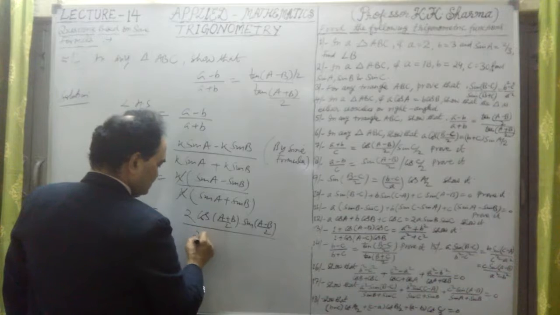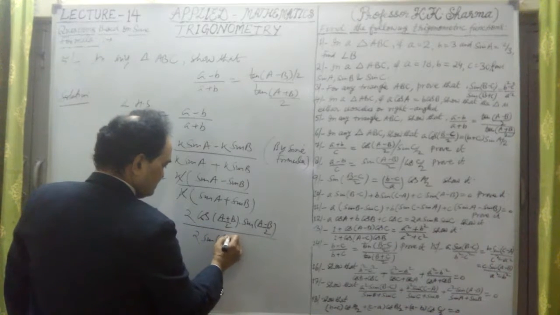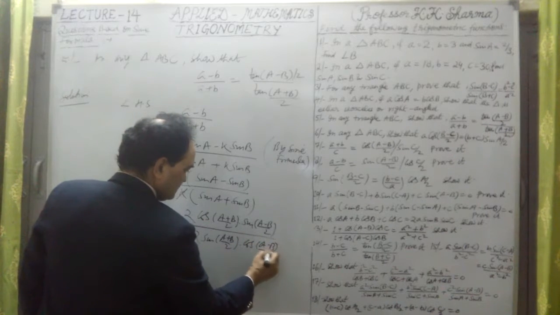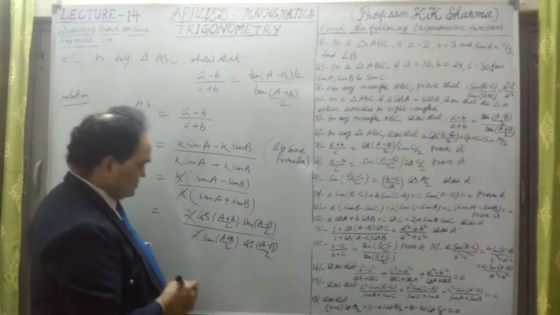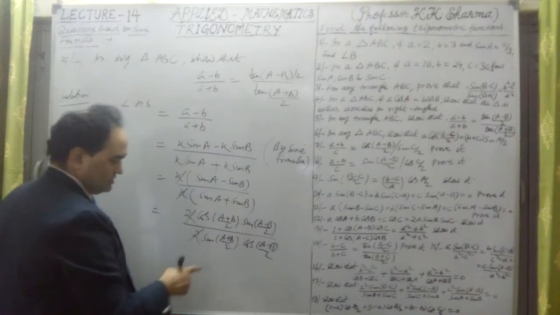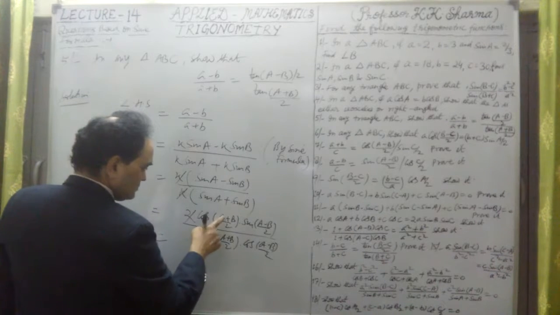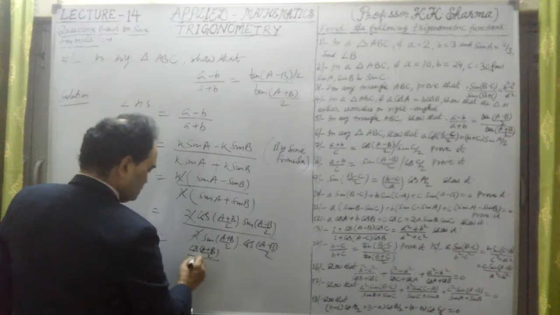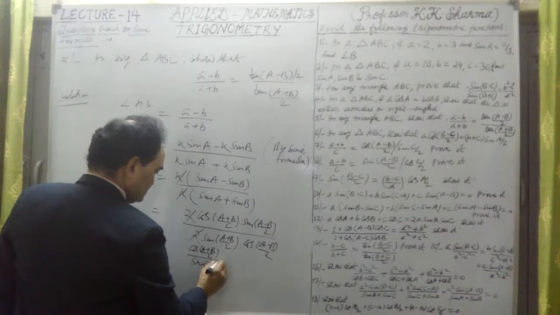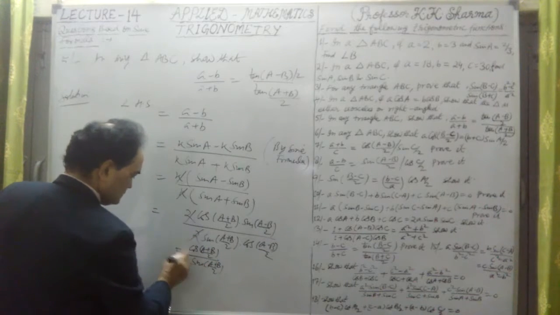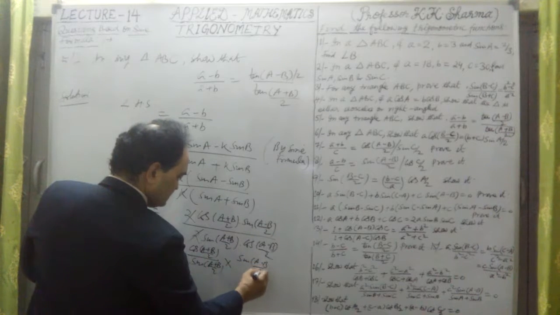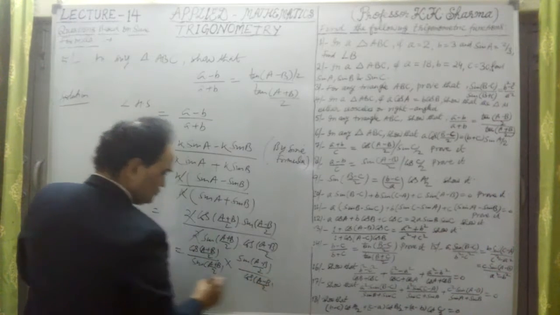This is the formula of sin A minus sin B. And sin A plus sin B is 2 sin((A plus B)/2) into cos((A minus B)/2). So we cancel out the 2. Let me write: cos((A plus B)/2) upon sin((A plus B)/2), into sin((A minus B)/2) divided by cos((A minus B)/2).